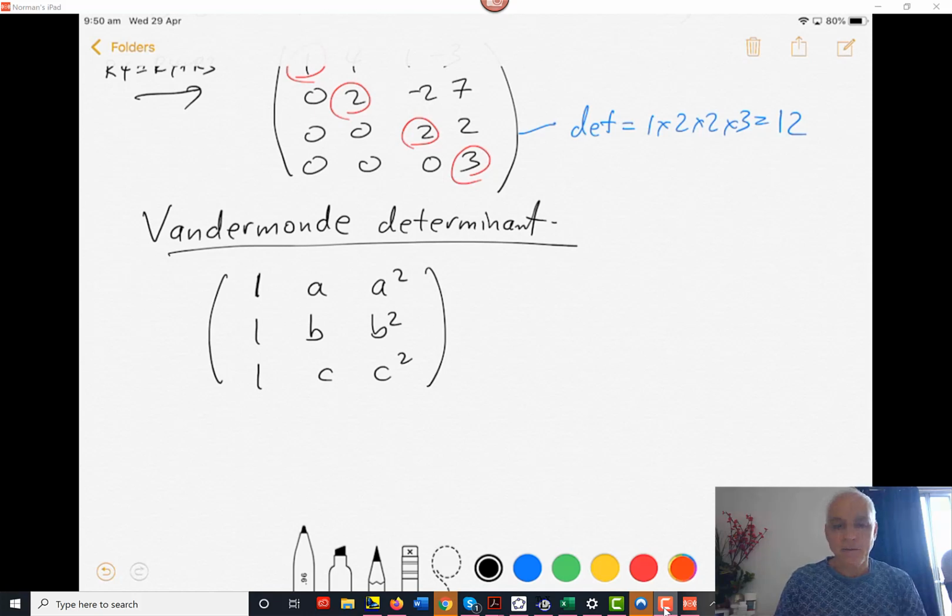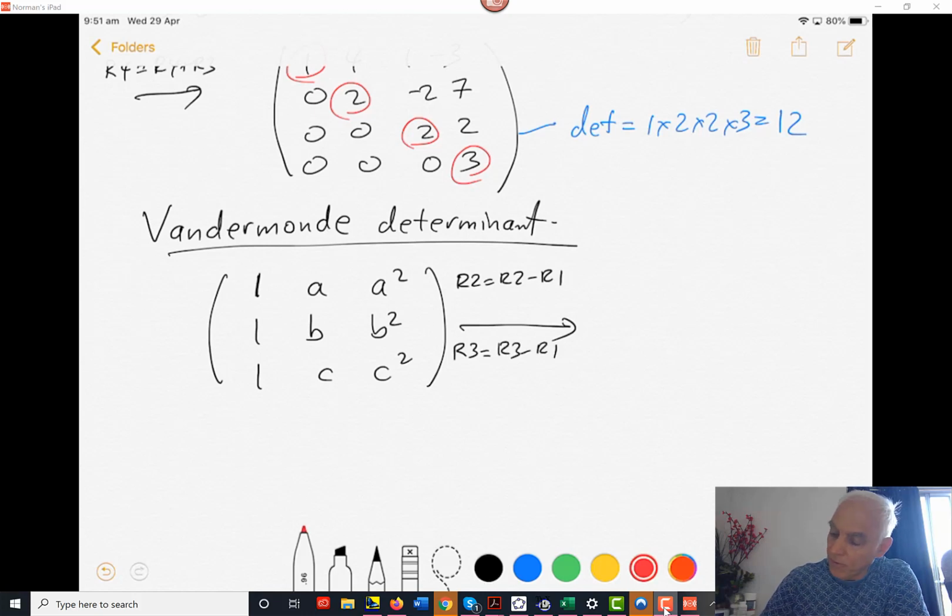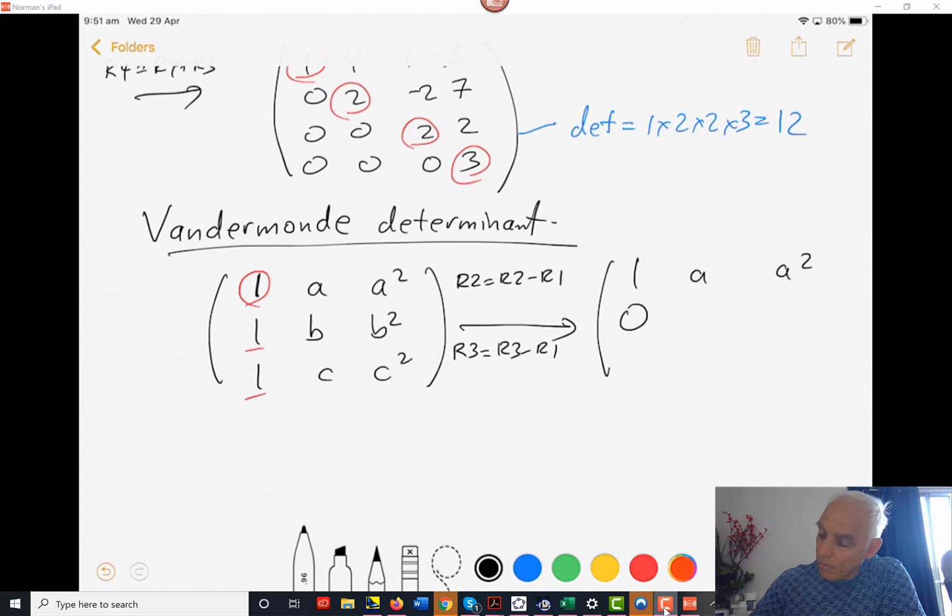Okay, so let's do row reduction, but in this sort of general algebraic context. So we'll start by row 2 equals row 2 minus row 1, and also row 3 is row 3 minus row 1. So we're using this 1 here to get rid of the 1's below it. We get 1, a, a squared, 0, b minus a here, and b squared minus a squared here. And here, 0, c minus a, and c squared minus a squared.